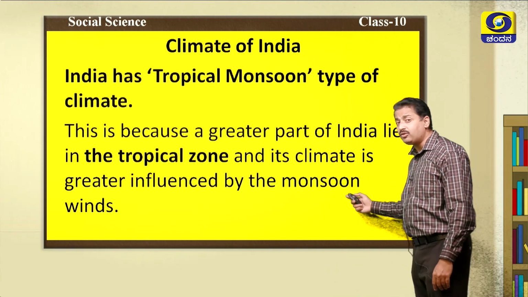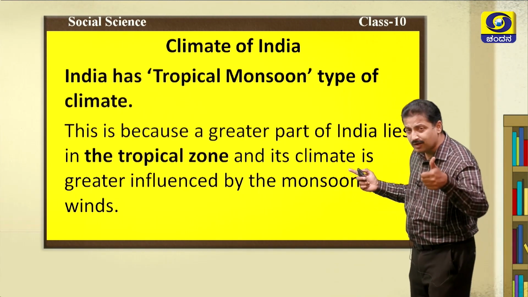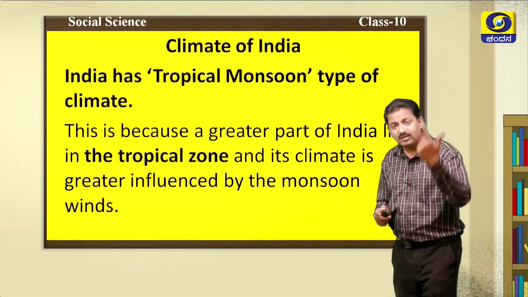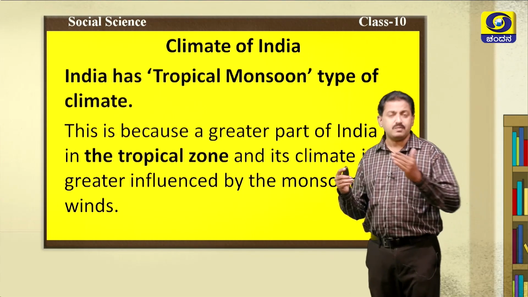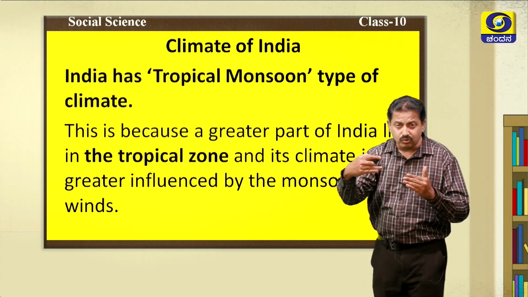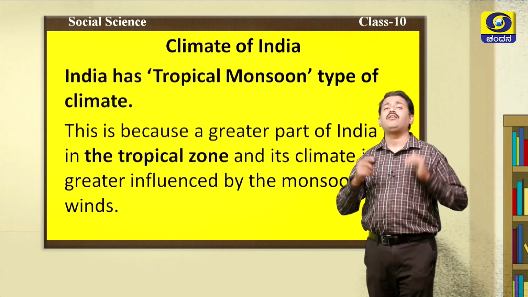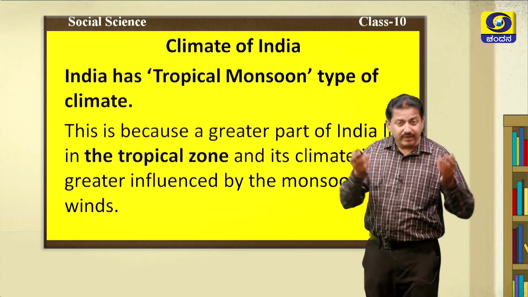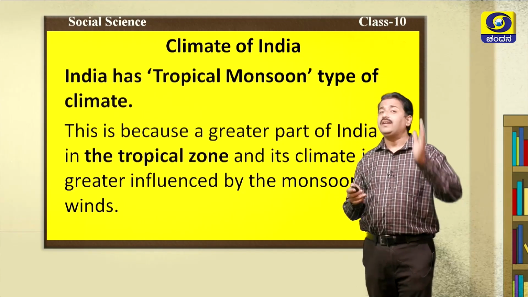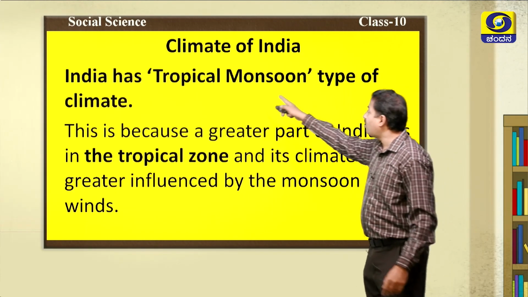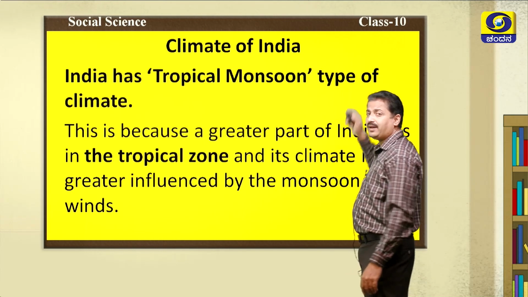What sort of monsoon wind? One is southwest monsoon wind, other one is northeast monsoon winds. Southwest monsoon winds and northeast monsoon winds influence the climate of India. It decides the amount of rain that we receive. Therefore, India's climate is called tropical monsoon climate.